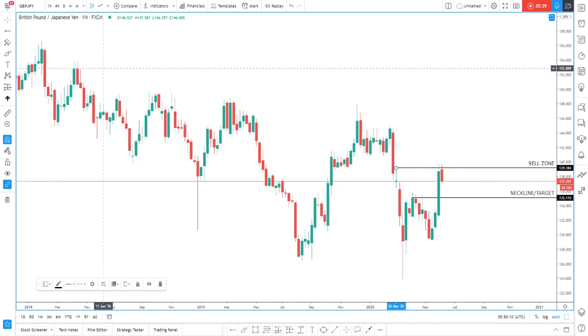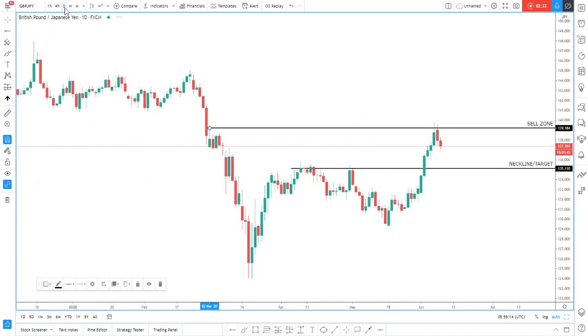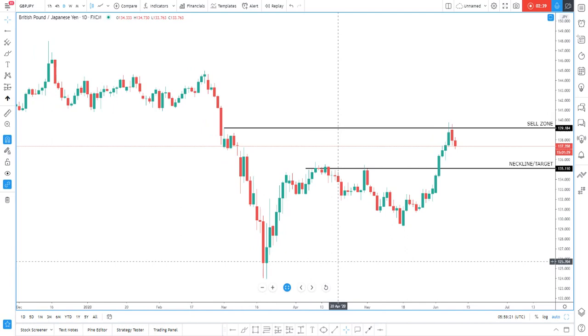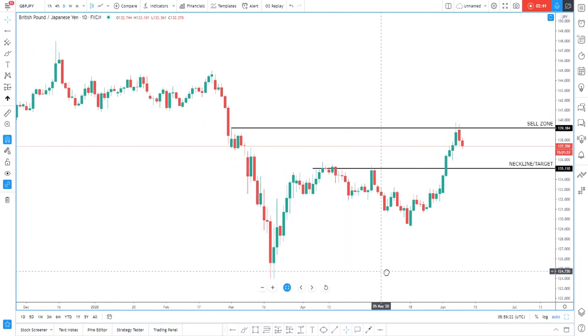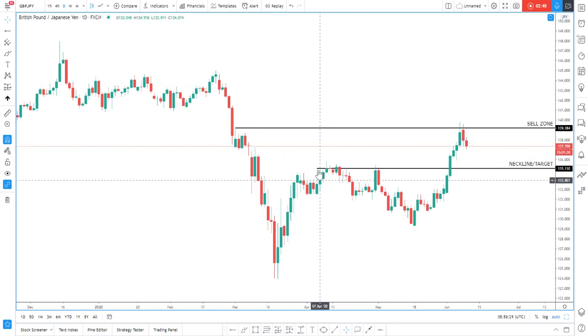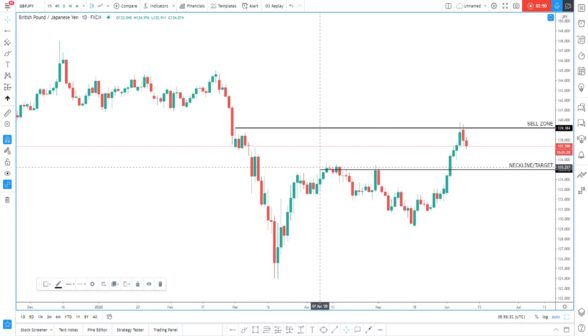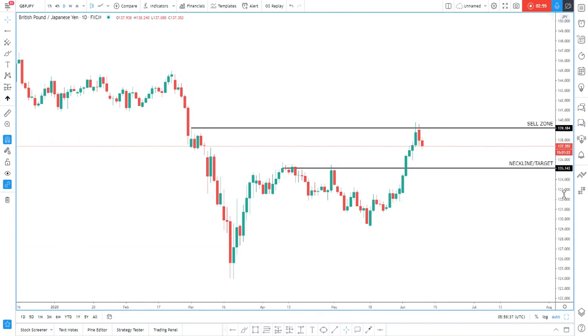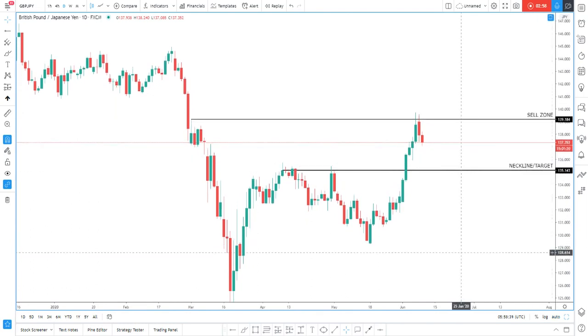Now, if you've been following my videos from day one, you notice I like to gather all my confluences together on the daily time frame. Now, to the daily time frame, sorry about that. On the daily time frame, we can see price rejected at this zone and started moving downward. So the move to the downside is currently ongoing, and I'll place this right here properly.